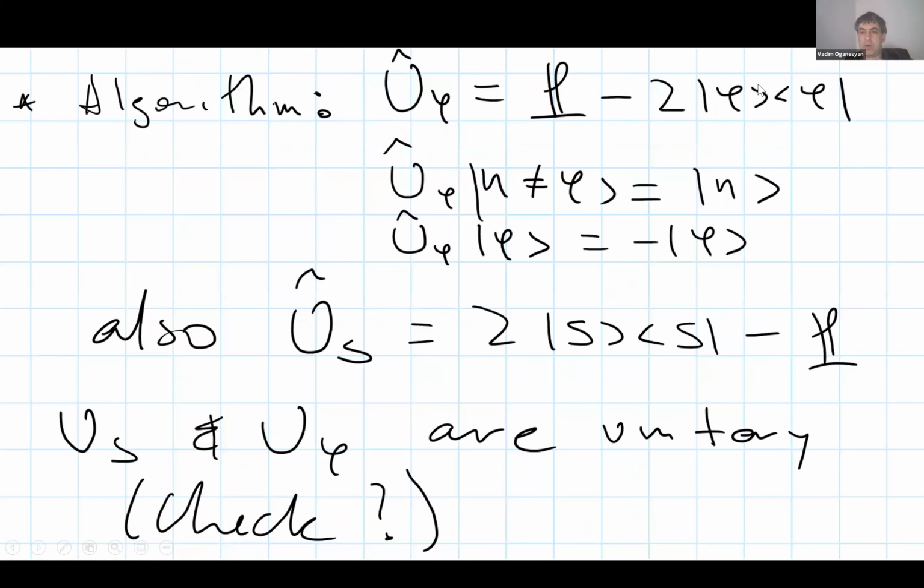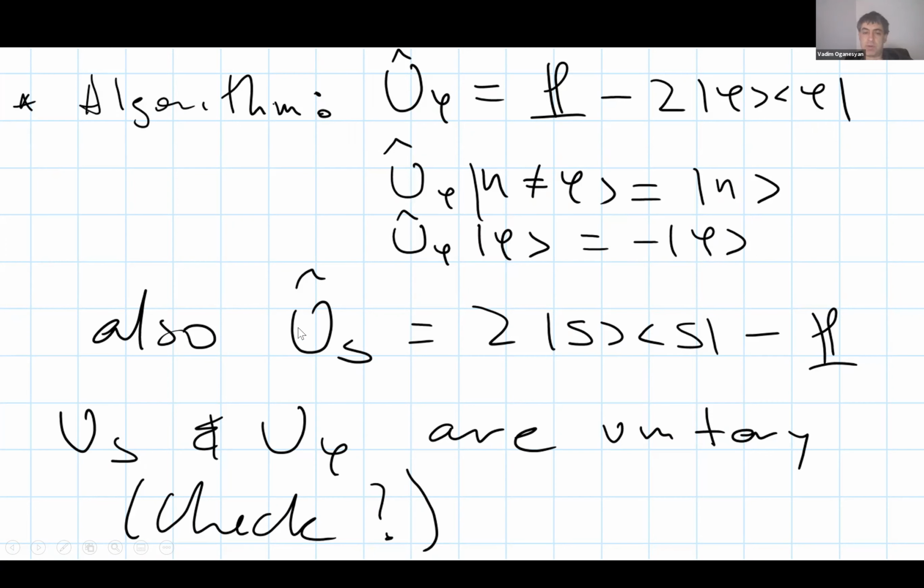Okay. Now, here's the algorithm. Very simple. We'll construct two matrices. One of them is identity minus 2 times the projector on phi. Notice that the action is very simple. If U sub phi operates on any state but phi, it just gives it back. If it operates on phi itself, it paints a minus sign on phi. It gives phi back, but with a minus sign.